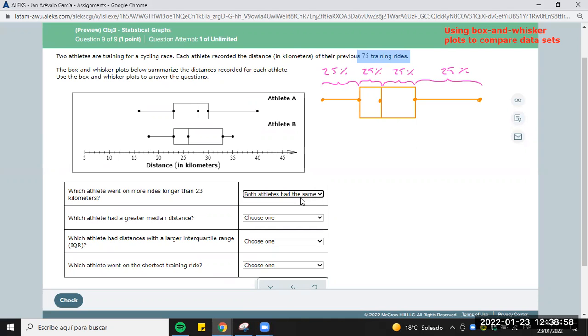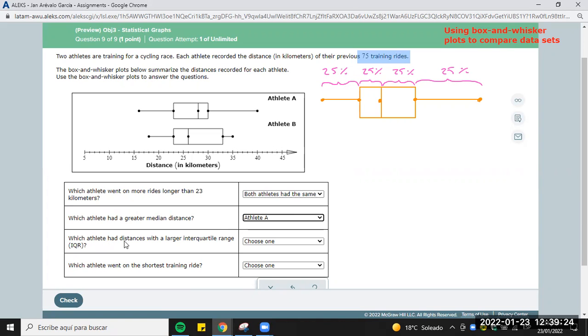Now, the second one, which athlete had a greater median distance? That's very easy to answer because visually, this median is lower than this median. So athlete A had a greater median distance. It is a good thing to have things visual, right? One image, they say, is worth more than 1,000 words. Have you heard of that?